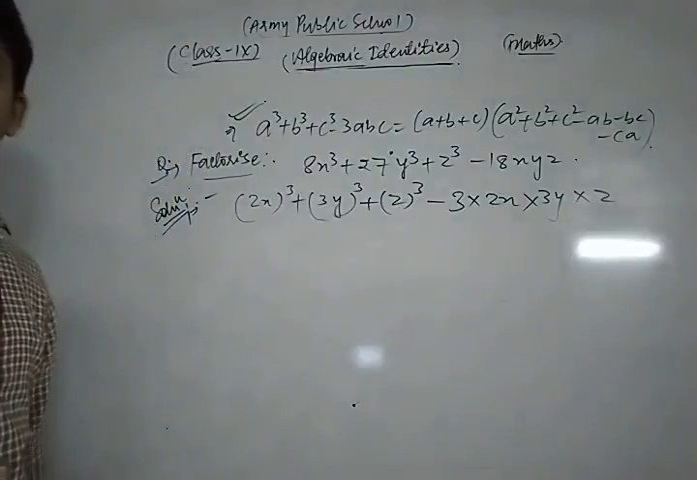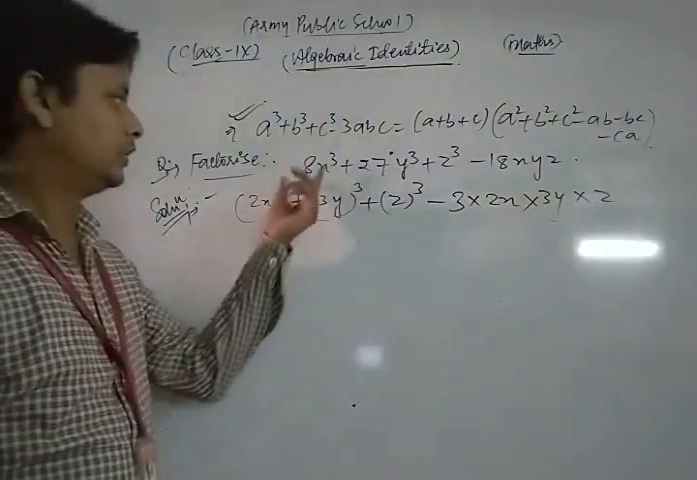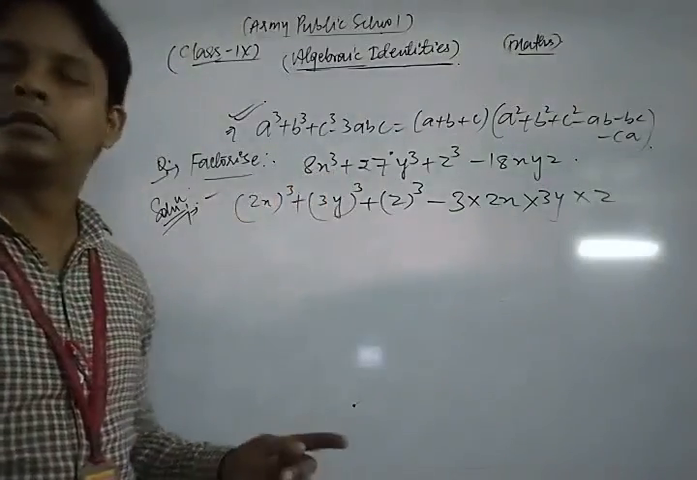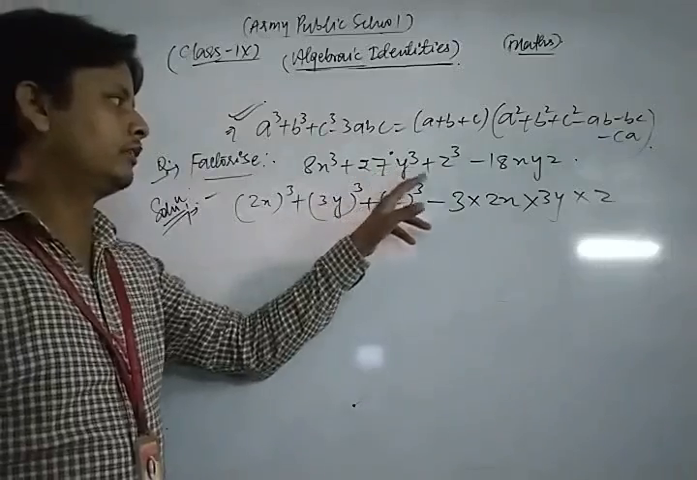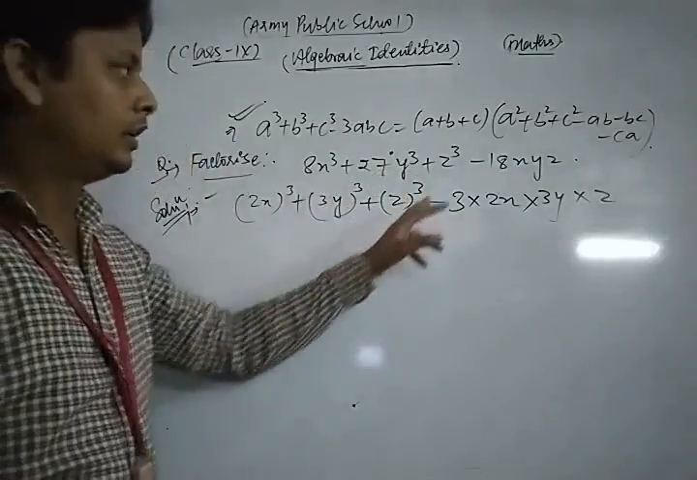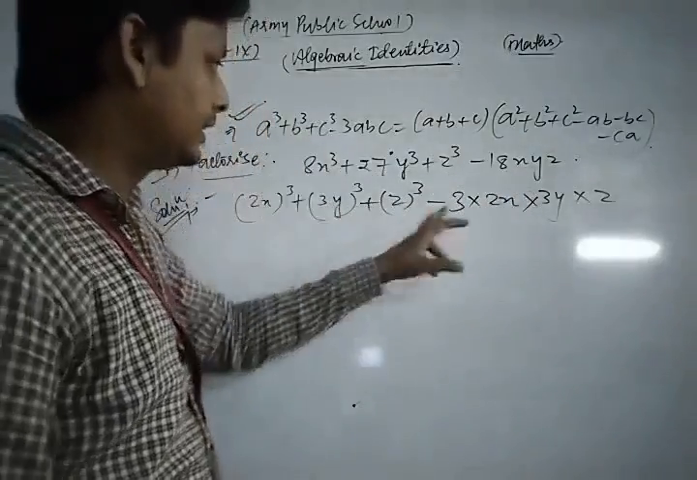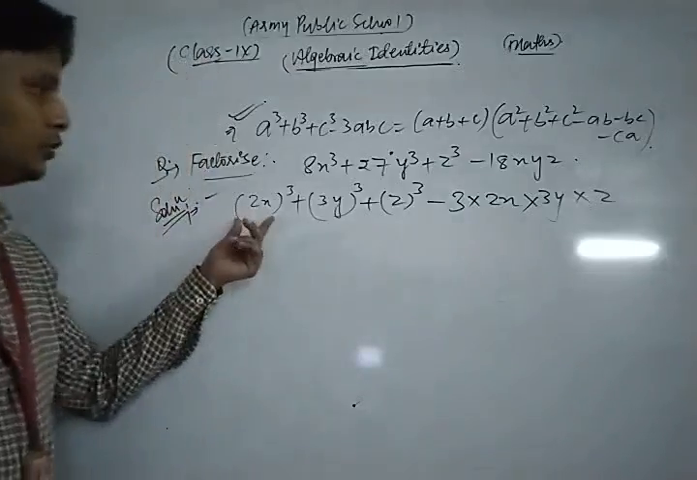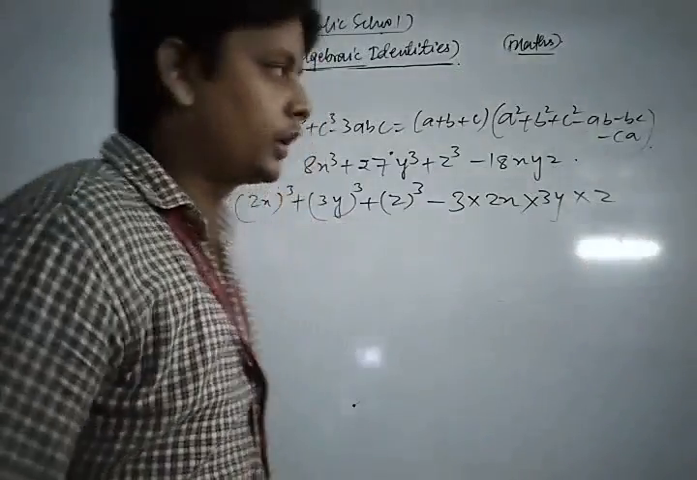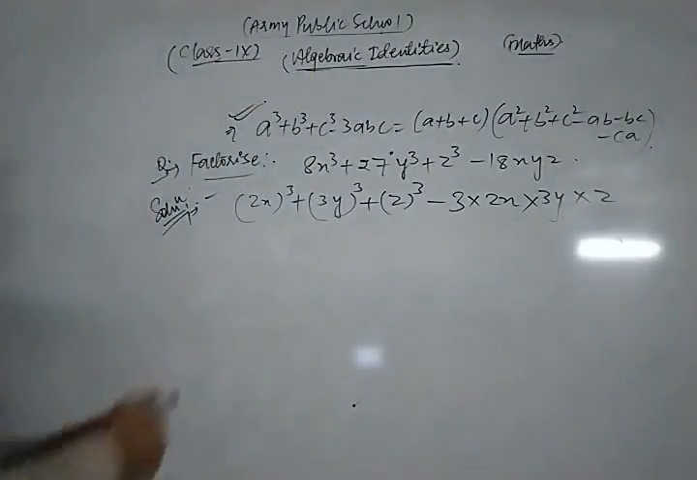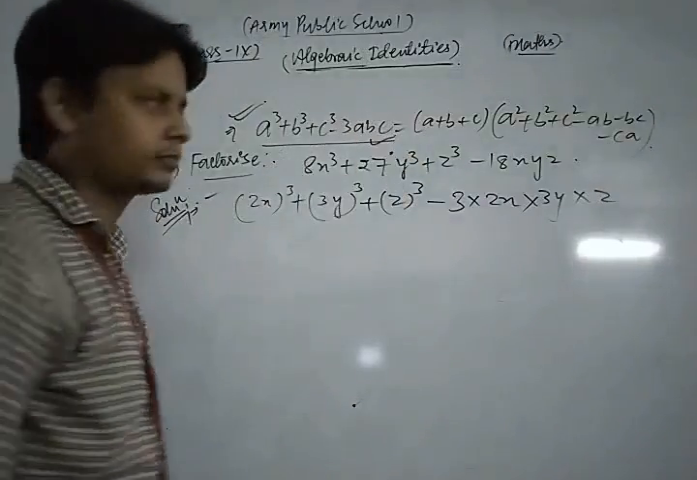Now, dear students, look. 8x cube we can write as (2x) cube, 27y cube as (3y) cube, z cube as z cube, and minus 3abc, where a means 2x, b is 3y, and c is 1z. Now look, this is the form of the identity: a cube plus b cube plus c cube minus 3abc.